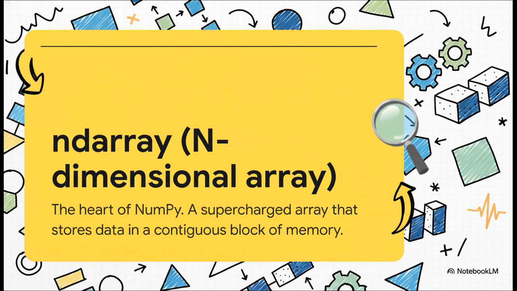So here's the secret sauce. Imagine a Python list is like having your books scattered all over your house. To work with them, your computer has to go find each one by one. But an ndarray, that's like having all of those books lined up perfectly on a single shelf. Everything is stored right next to each other in memory. And that perfect organization is the key that unlocks all that amazing speed.